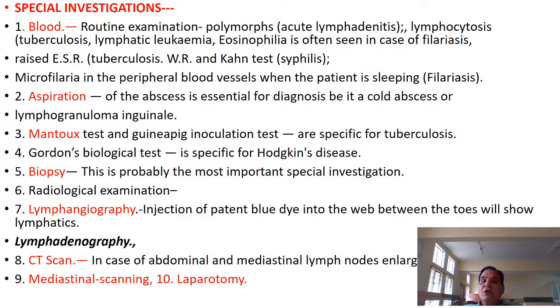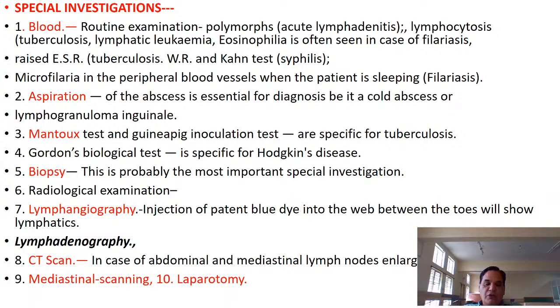Whenever there is an abscess, like a cold abscess, you have to aspirate it. Mantoux test to diagnose tuberculosis, most common. Biopsy is the diagnostic investigation for a lymph node. Radiological investigation you can do, and what is called lymphangiography. Lymphangiography is sometimes done to find out the track of a lymph node, how the lymphatics are going.